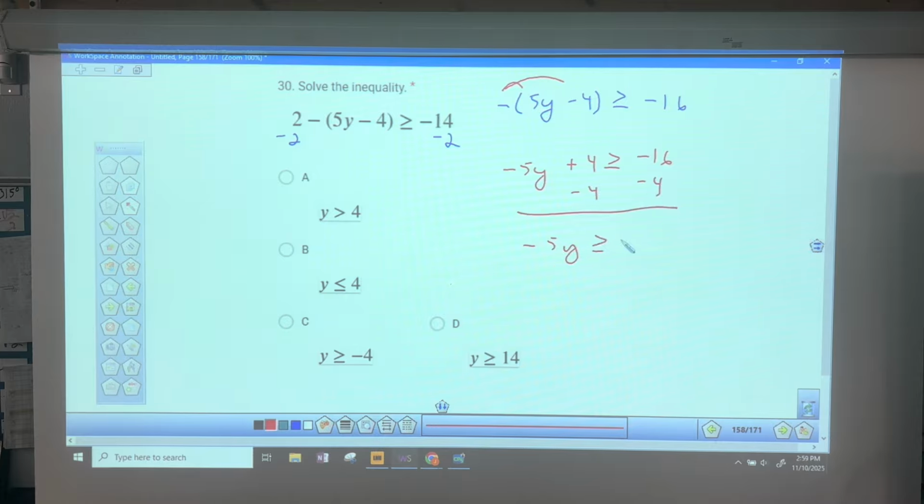Negative 5y is greater than or equal to negative 20. Divide both sides by the negative 5. There's a little rule, whenever you divide an inequality by a negative, you have to invert the sign going the other way. So that's going to generate y is less than or equal to 4. Choice B.